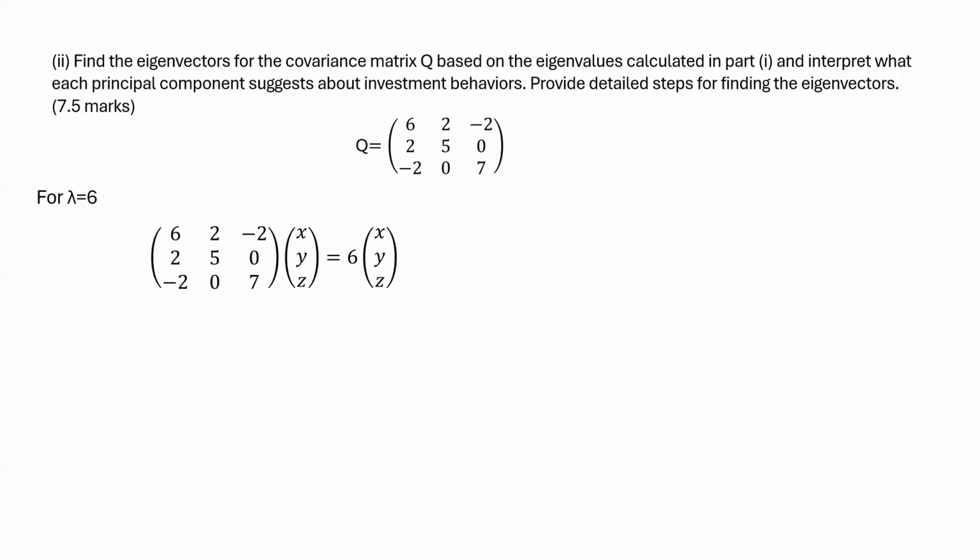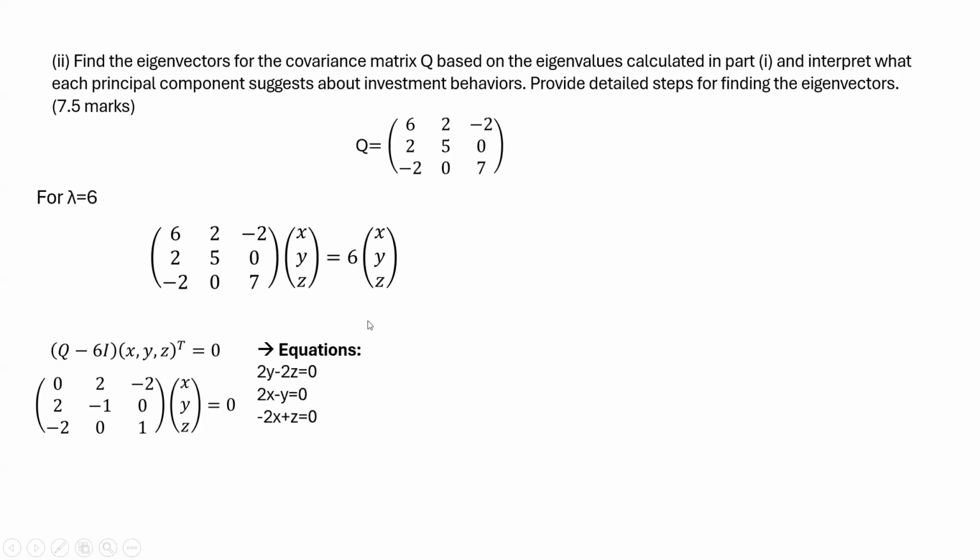This time it's 6, so we're going to be taking away 6 in the leading diagonal. The same thing, we're going to have Q minus 6I, where I is the identity matrix. So we have 6 minus 6, you get 0. 5 minus 6, you get minus 1. 7 minus 6, you get 1. You create the equation with x, y, z, and you end up with these equations.